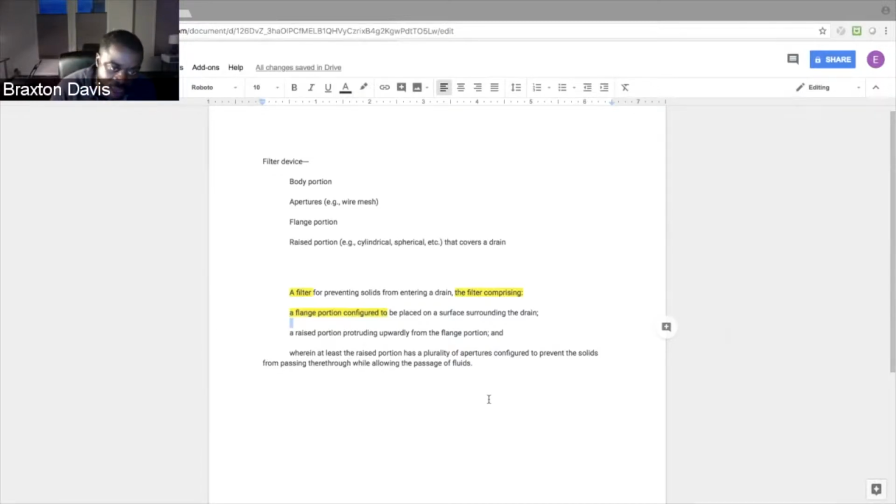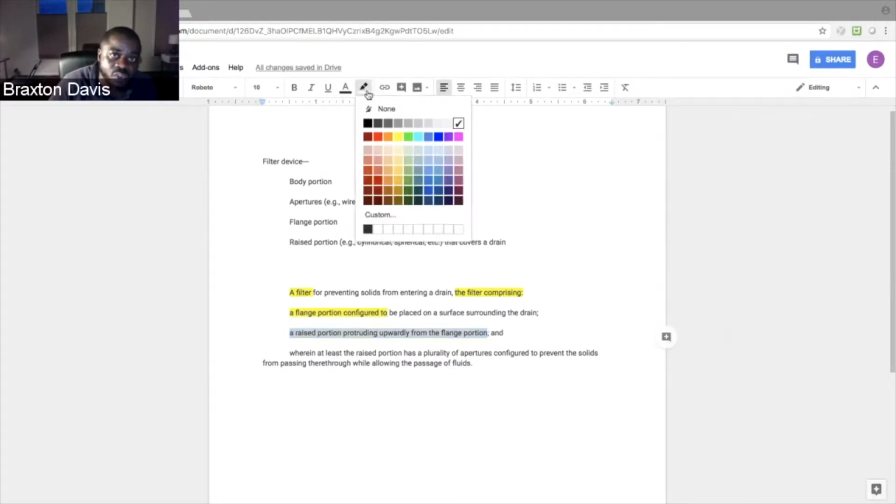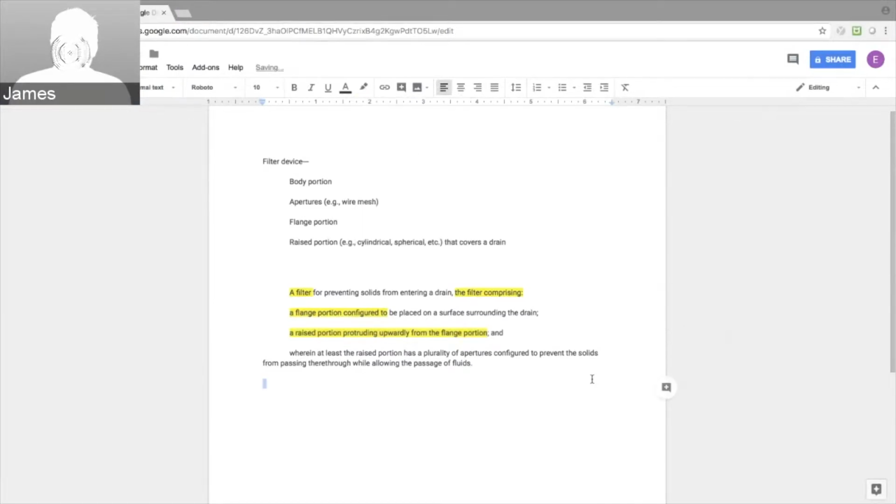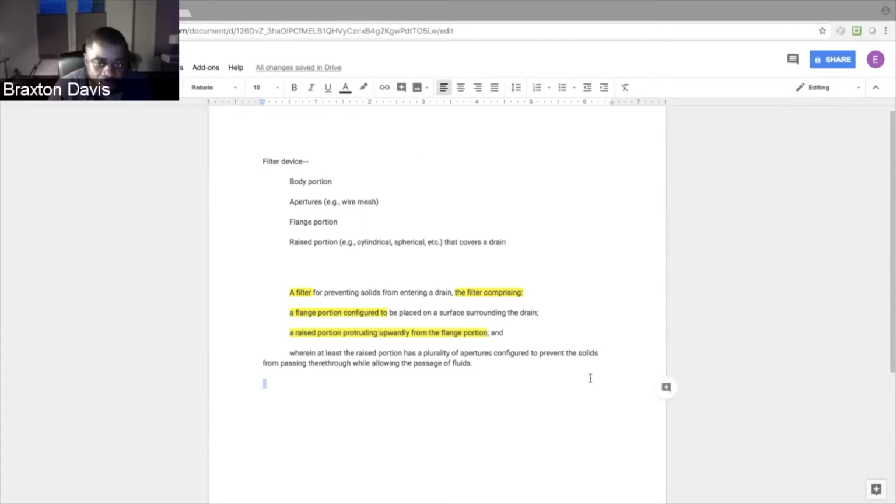And here I have a raised portion that protrudes upwardly from the flange portion. So again, all of that here is actual structure of the device, so I'll go ahead and highlight it, right? And then for the last part, which is essentially what I believe the novel feature of the claim is, this raised portion has apertures, right?